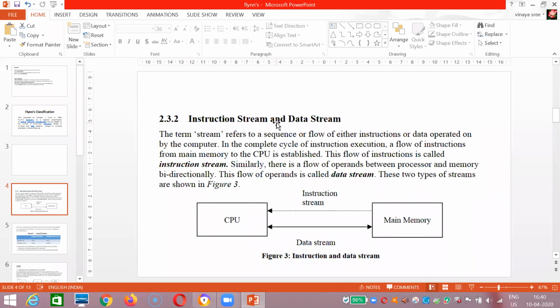Next, how many categories, how many classifications can be made in Flynn's classification? I want an answer. How many? Four. What are those four? SIMD, MISD, MIMD.